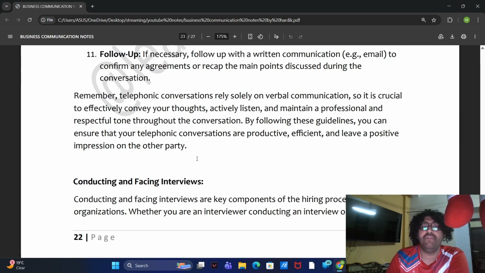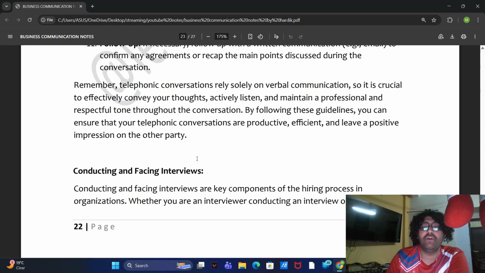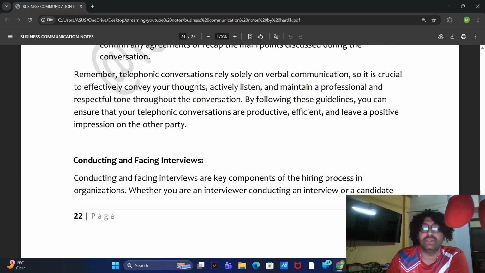Remember, telephonic conversation relies solely on verbal communication, so it is crucial to effectively convey your thoughts. Actively listen and maintain a professional and respectful tone throughout the conversation. By following these guidelines, you can ensure that your telephonic conversations are productive, efficient, and leave a positive impression on the other party.